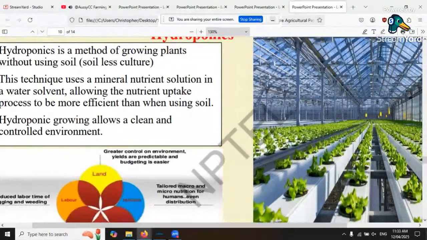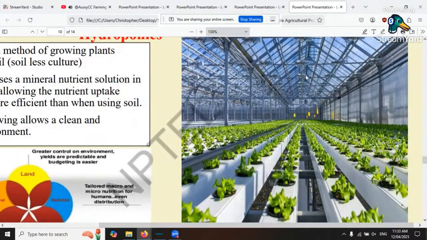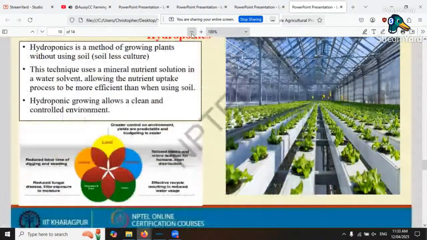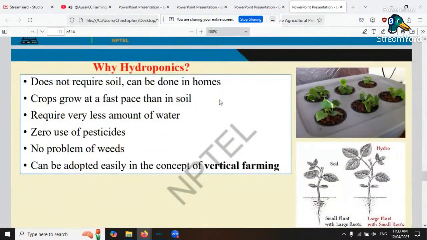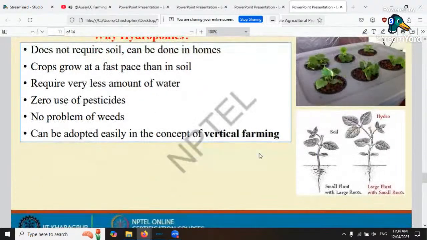And of course they've got hydroponics where they've got massive big greenhouses and deserts. It's blooming around. Why hydroponics? Well, it doesn't require soil. It can be done in homes. Zero use of pesticides. Well, it is in organics. No problem with weeds. That's a big component. Can be adopted to vertical farming.